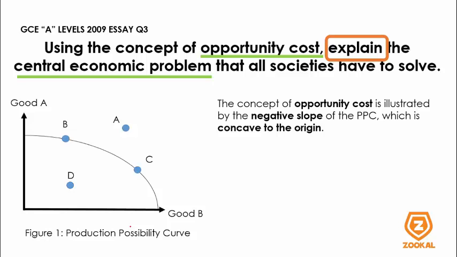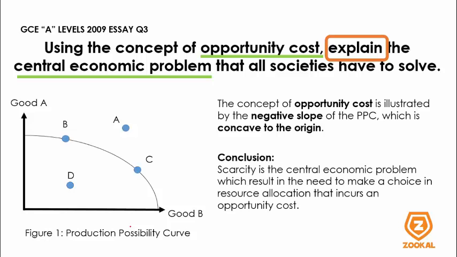Now, in conclusion, scarcity is the central economic problem. Okay, so here we have already talked about the central economic problem. And because of scarcity, there is a need to make a choice in terms of resource allocation, and all this incurs an opportunity cost. So I have actually used the concept of opportunity cost here to explain what scarcity is.